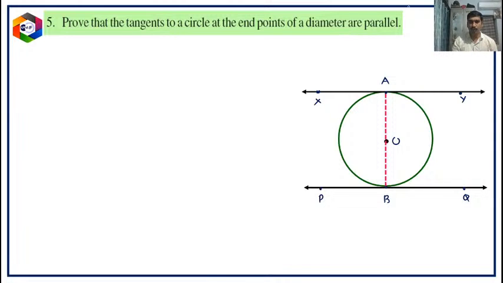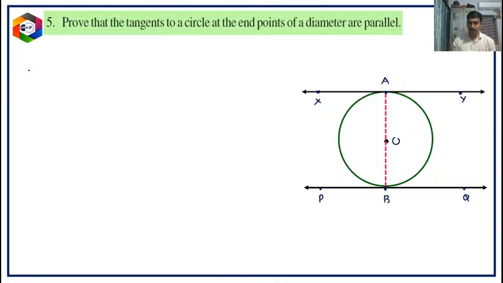Now the proof is these two lines must and should be parallel. That means we have to prove they must be parallel to each other. Whenever you draw the tangents at the endpoints of a diameter, then they must be parallel to each other.